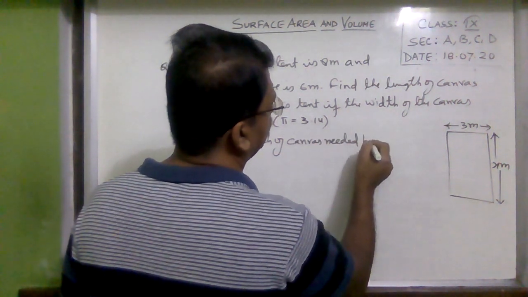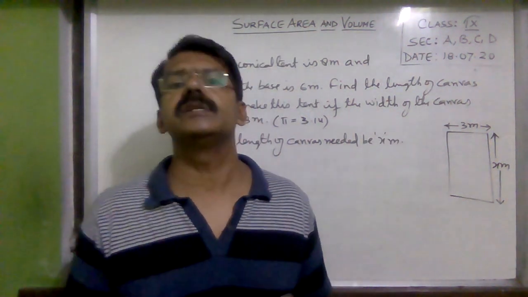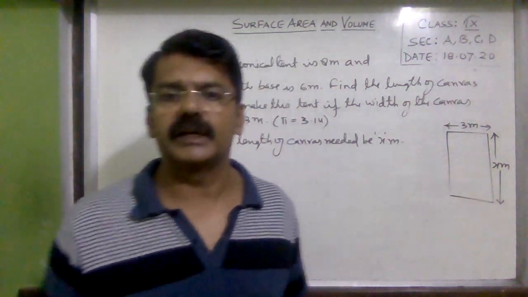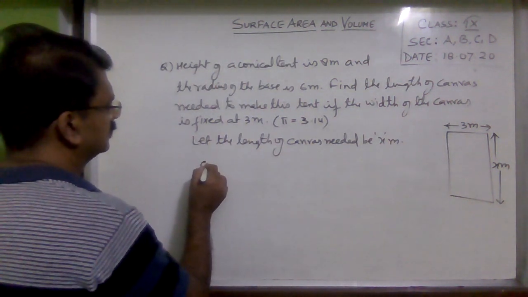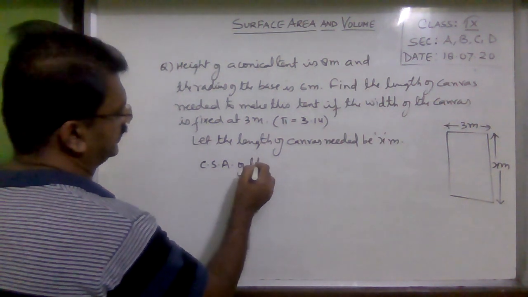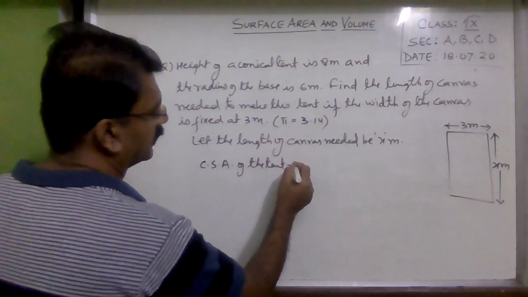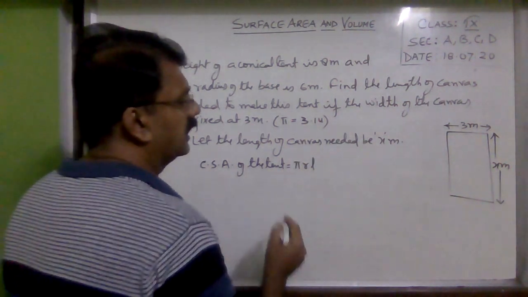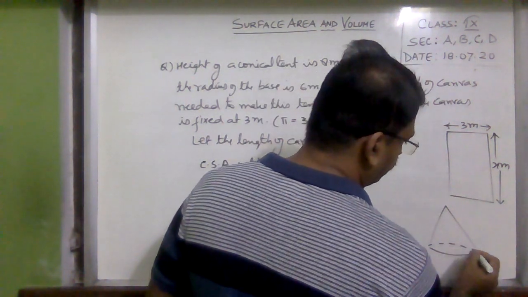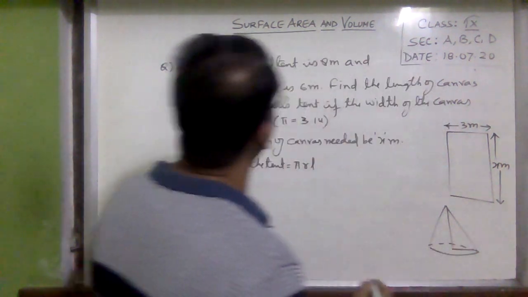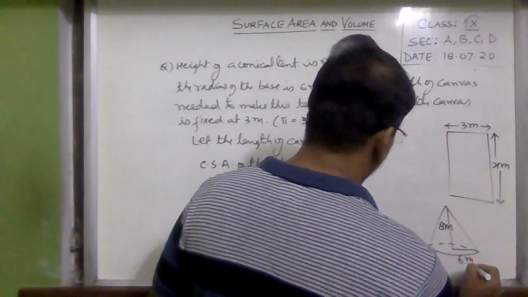Let the length of canvas needed be x meter. Now you know that canvas is used in the curved surface area of the conical tent because canvas is not put at the base. So curved surface area of the tent is pi r l, you know the formula, but they have not given the slant height, so we have to find the slant height also. This is the conical tent, the height is given 8 meter and the base radius is 6 meter.